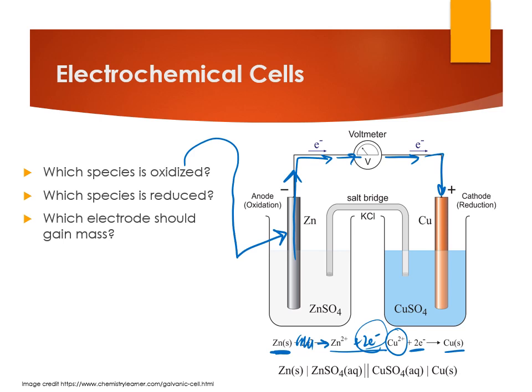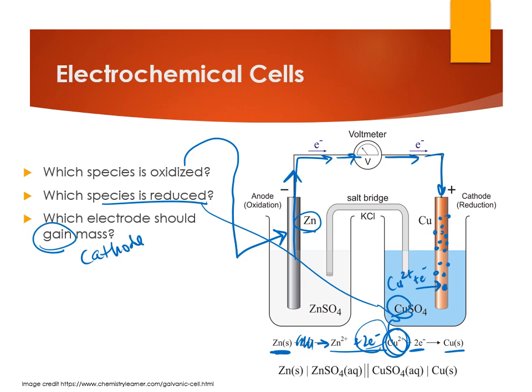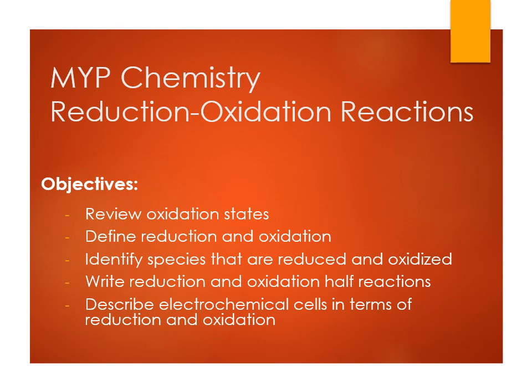So species being oxidized, this zinc metal is being oxidized. Which species is being reduced? The copper ions are being reduced. And when these copper ions get those electrons, they turn into copper metal that's going to stick to the cathode. Guess what's going to happen to the cathode when it has more copper atoms stuck to it? It's going to gain mass. So the cathode, that piece of copper, is going to get a little bit heavier. Cool beans, right? We did it, my friends.